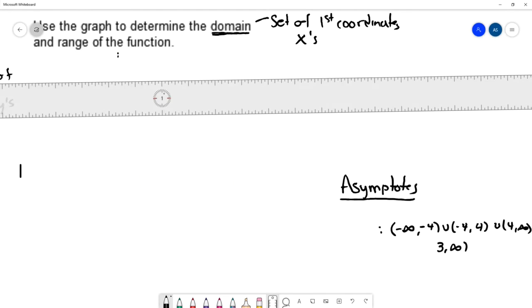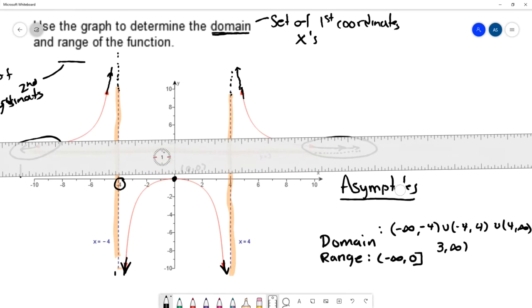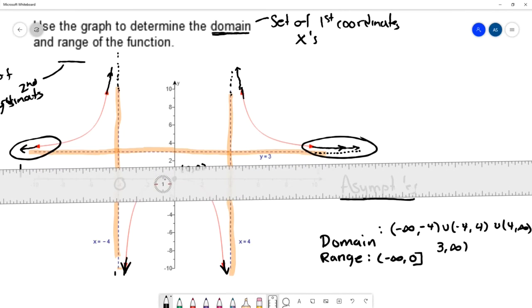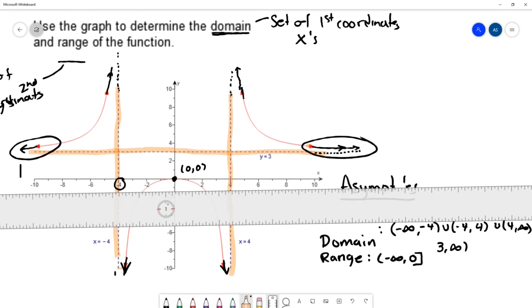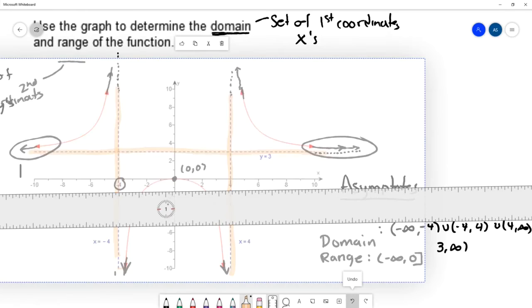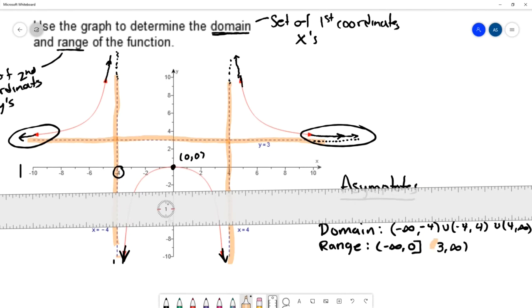Now, for 3, I want to decide whether we're going to use a parenthesis or a bracket. Now, what I said about these lines is that these lines get closer to the horizontal line without ever touching it. So because they never touch it, 3 is not part of the range. So we're going to use a parenthesis on the 3 because it never gets reached.